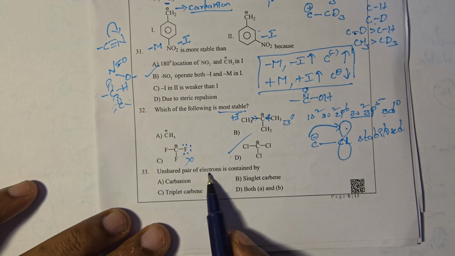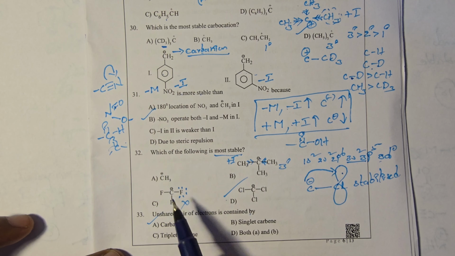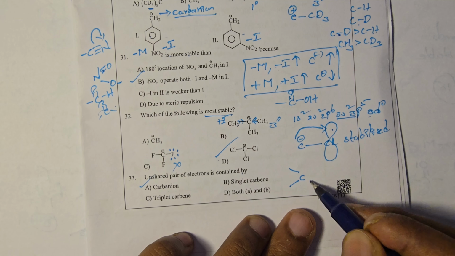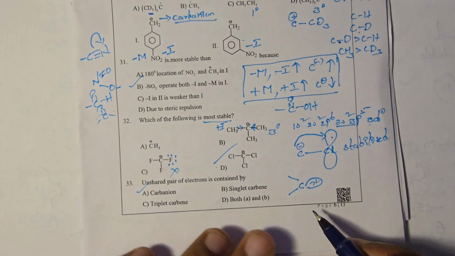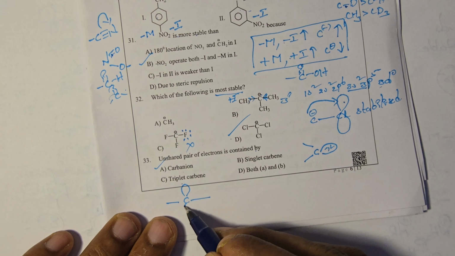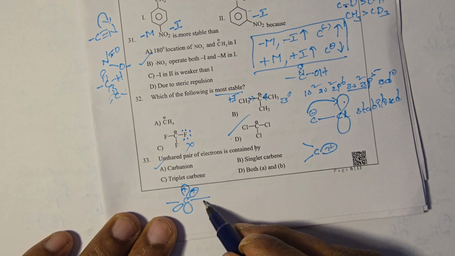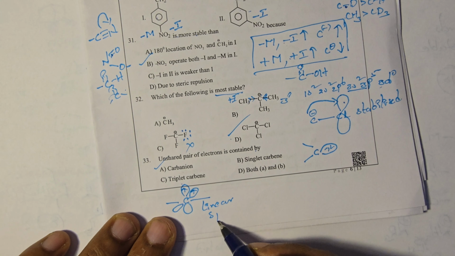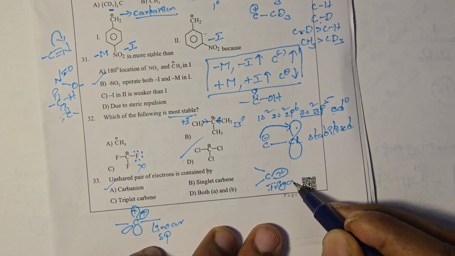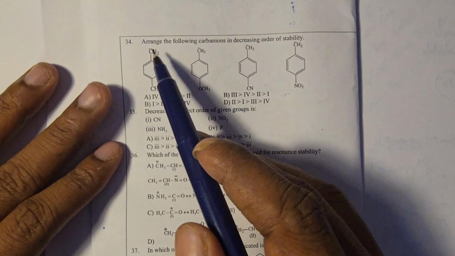Next question. An unshared pair of electrons is contained by the carbon having the negative charge. Singlet carbene has the pair of electrons like this. Triplet carbene exists with linear arrangement, in two different orbitals, with electrons singly occupied. This is triplet carbene: linear arrangement, sp hybridization. This is singlet carbene: trigonal planar arrangement, sp2 hybridization. Both A and B.